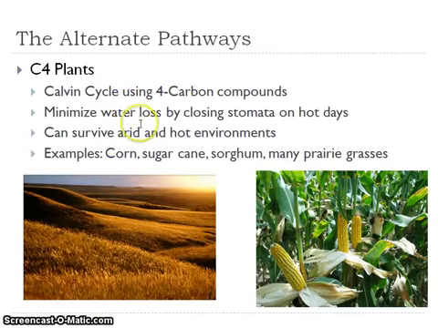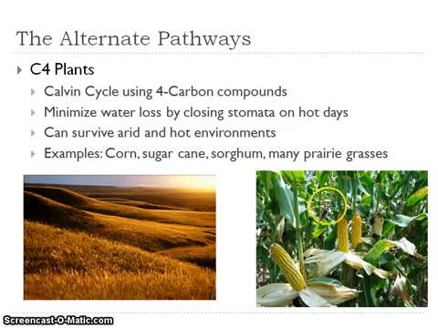C4 plants minimize water loss by closing their stomata on really hot days. Remember, I brought in the one plant that looks almost like a tropical tree that grows mostly in desert areas like Arizona and the southwest United States. That can survive these environments by having real thin leaves that minimize the amount of sunlight it's taking in, and they're going to save on the water loss this way by closing their stomata. So we know that they can survive arid environments where there's not a lot of water and hot environments.